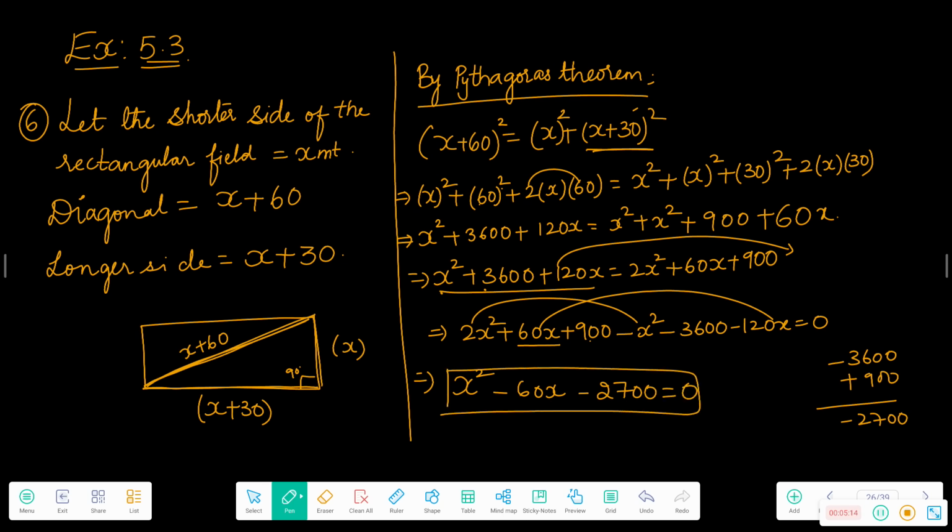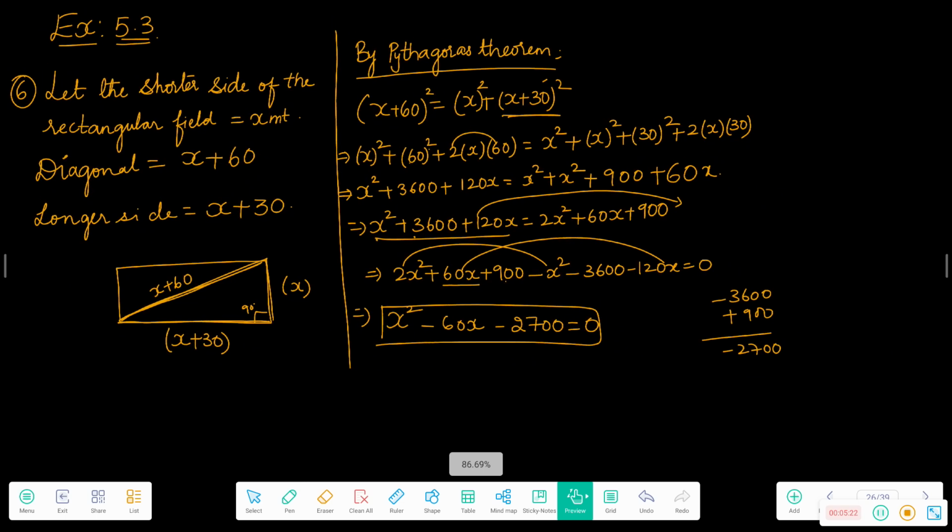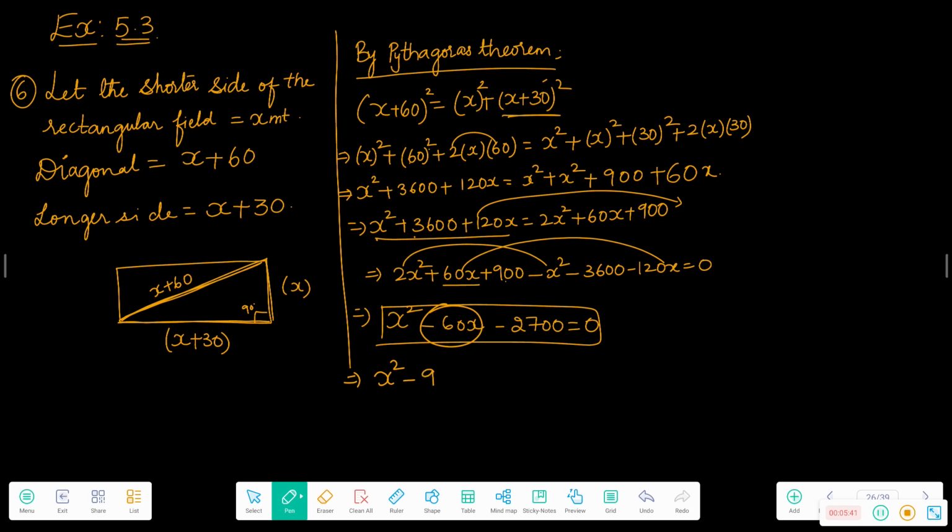Now we got a quadratic equation. Now if we solve this quadratic equation, we will get the value of the shorter side and the longer side of the rectangle. So when I solve, 27 is 9 times 3. So 2700 can be written as 90 times 30, and so this minus 60x can be written as minus 90x plus 30x minus 2700 is equal to 0.